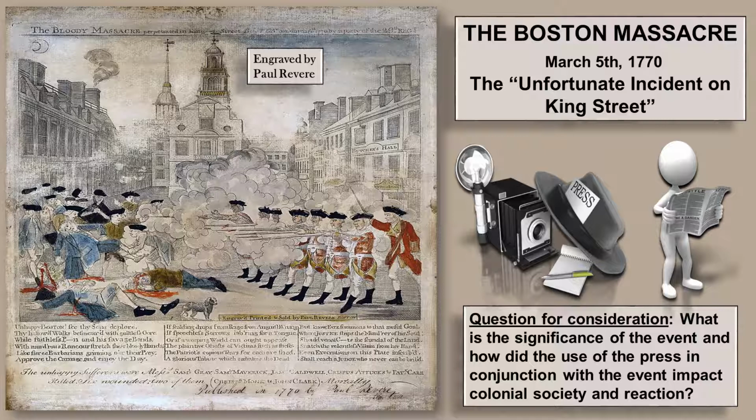Now, clearly the difference between a massacre and an unfortunate incident are pretty polar opposite in a way. It left individuals to question what really happened. Yet remember, most people can't read, and so images matter. And I'd ask everybody to take a look at the Revere engraving of how the event went down. Is this exactly what happened as depicted here? The answer to that is no.